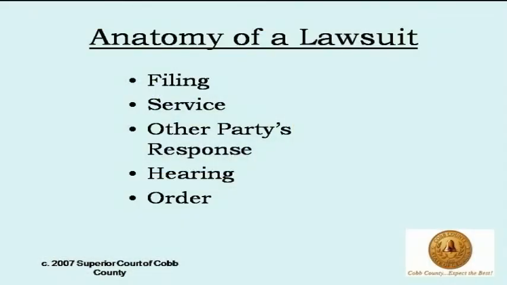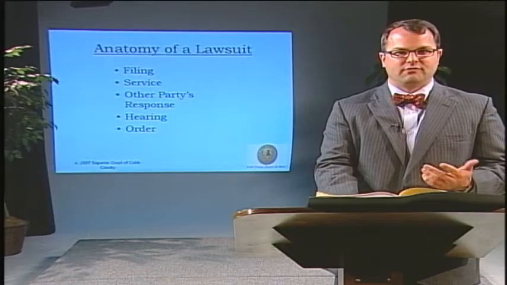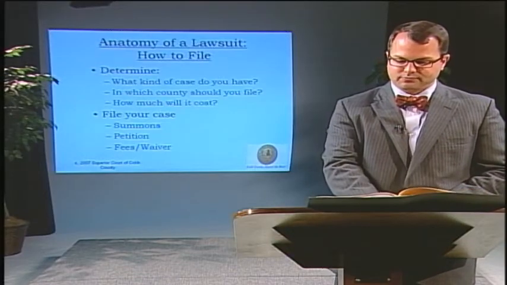There are 5 basic parts of filing a lawsuit: the filing of the lawsuit itself, service of the lawsuit upon the party being sued, that party's response to the lawsuit, a hearing where a judge hears all the evidence and makes a determination based upon the evidence presented at the hearing, and the judge's final order, which adjudicates or renders a final decision in the case.